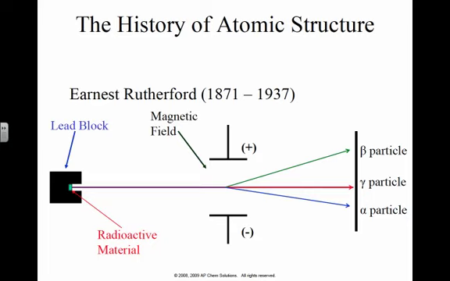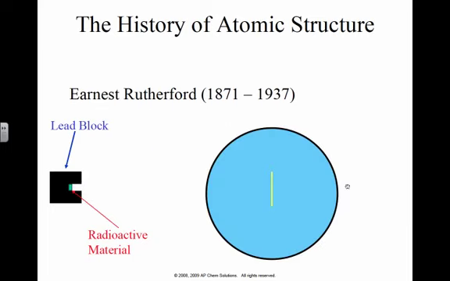Ernest Rutherford was one of the first to work with radioactive material. He put a radioactive source inside a lead block. This radioactive source sent off particles in this direction. He set up a magnetic field similar to what J.J. Thomson did. And he noticed that the beta particles bent towards the positive magnet. The alpha particles bent slightly towards the negative end, and then the gamma particles went straight through. So he pretty much said that these atoms consist of things that have negative charge, things that have positive charge, and things that don't have any charge whatsoever.